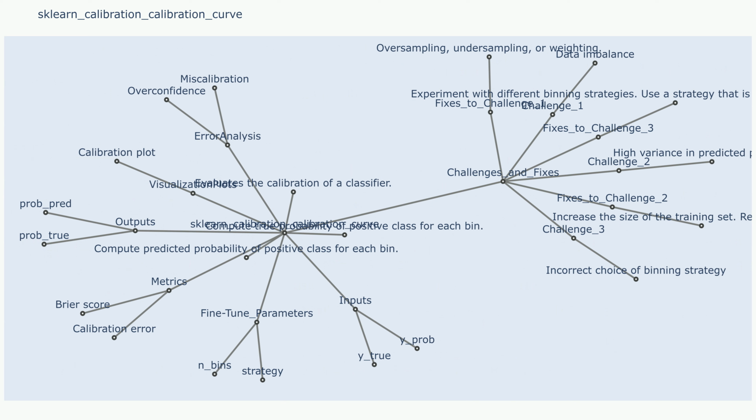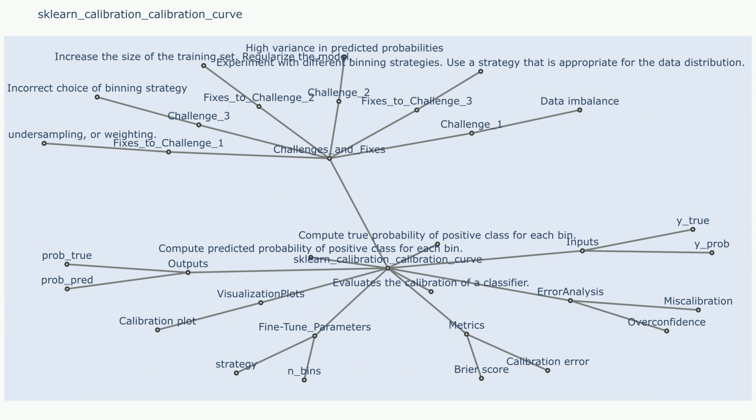Visualization. The function does not directly create the visualization. Instead, it provides you with the data (prob_true, prob_pred, bin edges) that you can then use to create a calibration plot. Metrics. Calibration error. This metric quantifies the difference between the predicted probabilities and the true probabilities. It's often expressed as a measure of the distance between the ideal diagonal line and the calibration curve. A calibration error close to 0 indicates a well-calibrated model.